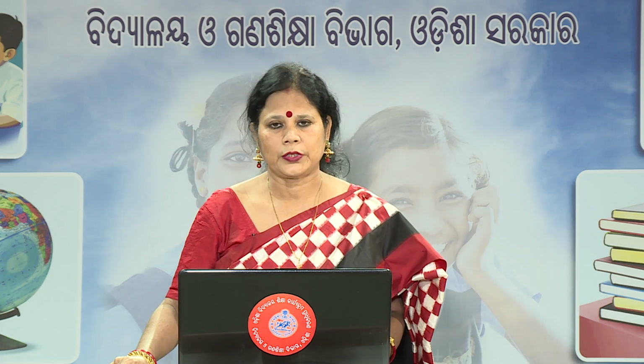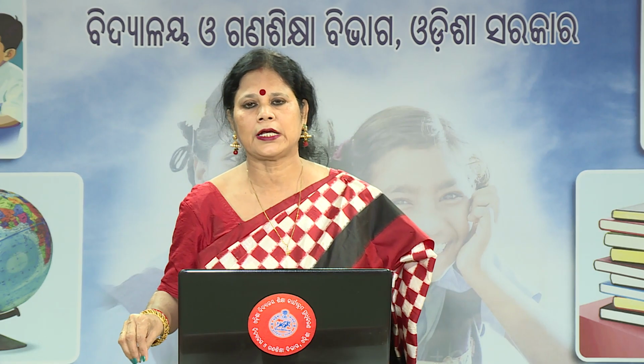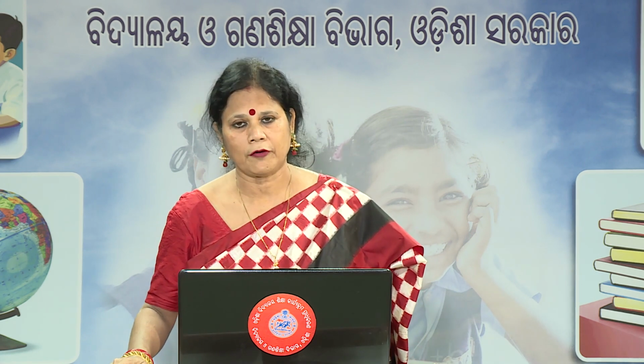Then it is of two types: taking the dilemma by one of its horns, and second, taking the dilemma by both the horns. When one consequent does not follow from its antecedent, that is called taking the dilemma by one of its horns.